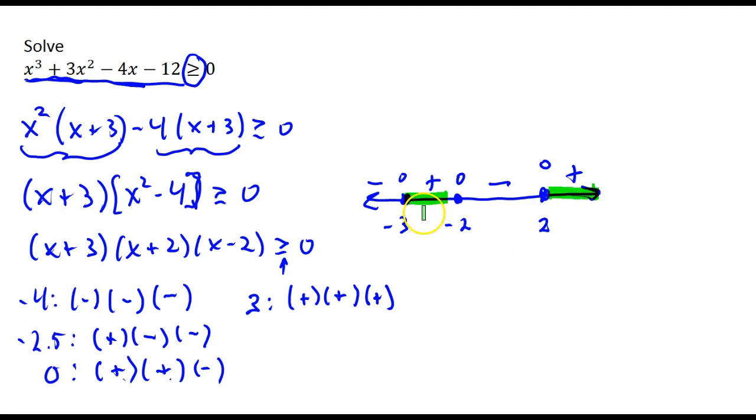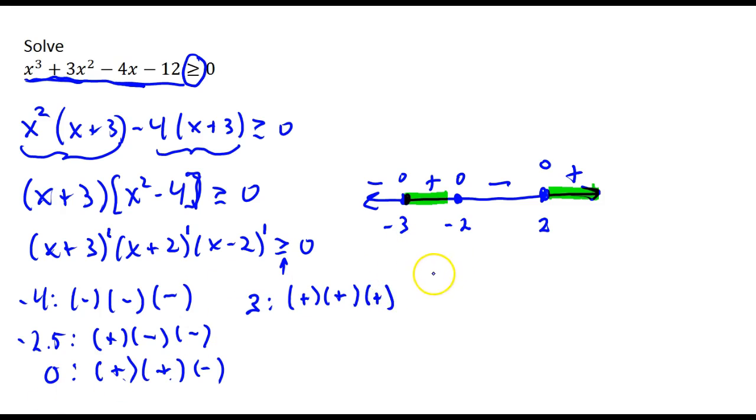Now you may have noticed a pattern here that the signs alternate. Minus, plus, minus, plus. That's no accident. If the degree of each factor is 1, then they will alternate from region to region on your number line. So that's a nice thing to remember.